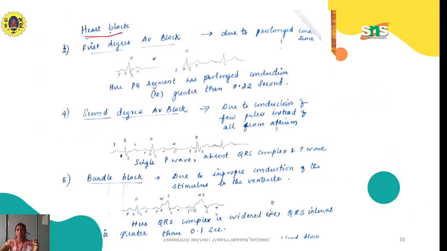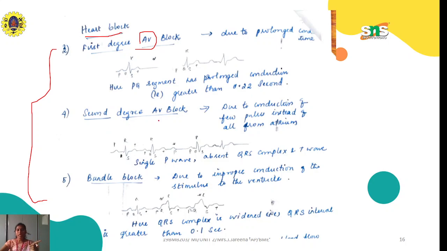The third one is the heart block. You have three types of heart block: first degree heart block, second degree heart block, and third degree, that is bundle block. The first degree AV block is the atrioventricular block. Wherever you have an AV block, it represents the PQ segment in the waveform. This degree of block usually arises when people have a problem with the AV node and also in the area of the atria. As a result, on the ECG waveform you can see changes in the PQ segment. It is a prolonged conduction, that is, the PQ segment is greater than 0.22 seconds.